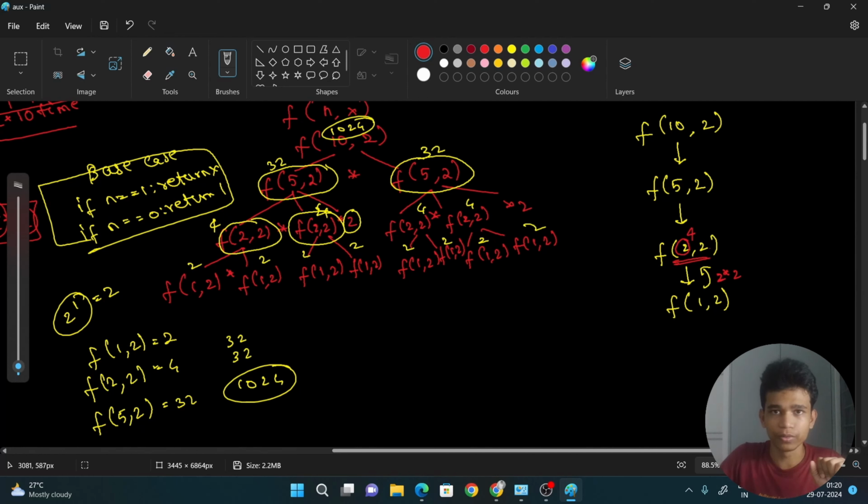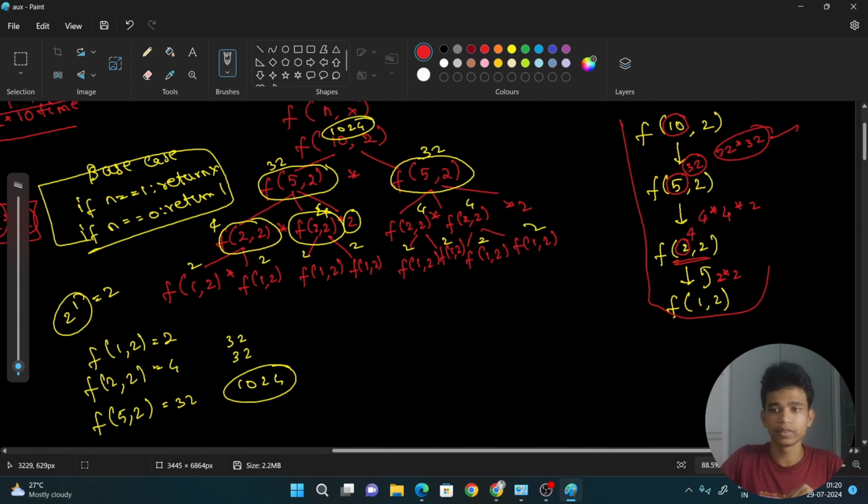F of 5 comma 2 is f of 2 comma 2 into f of 2 comma 2 into 2, right? Why? Because this power is an odd number. So because of this odd number, I want to multiply this 4 into 4 into 2. Simple, right? The value will be 32. Now again, 10 is even. So what is the value of this f of 5 comma 2? It is 32. So I will multiply this 32 2 times. That's it. Easy, right? So we can do it like this itself.